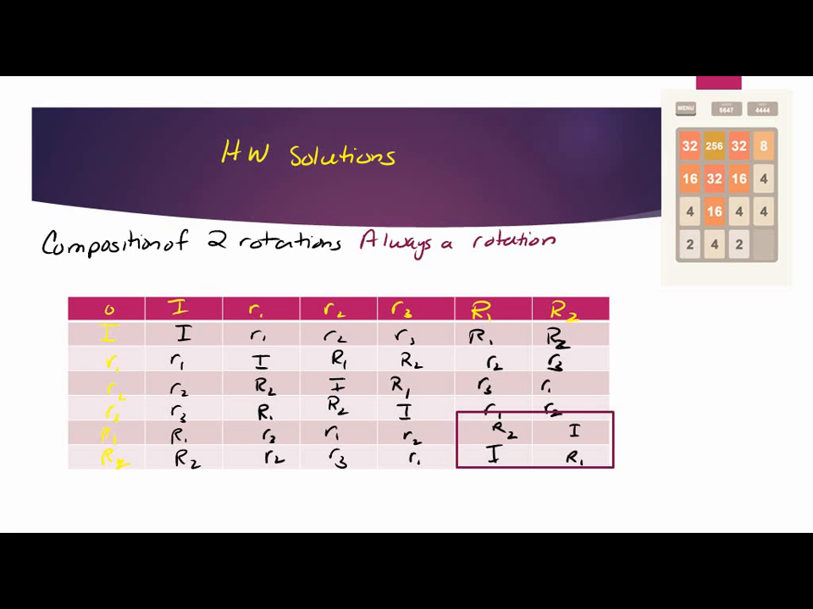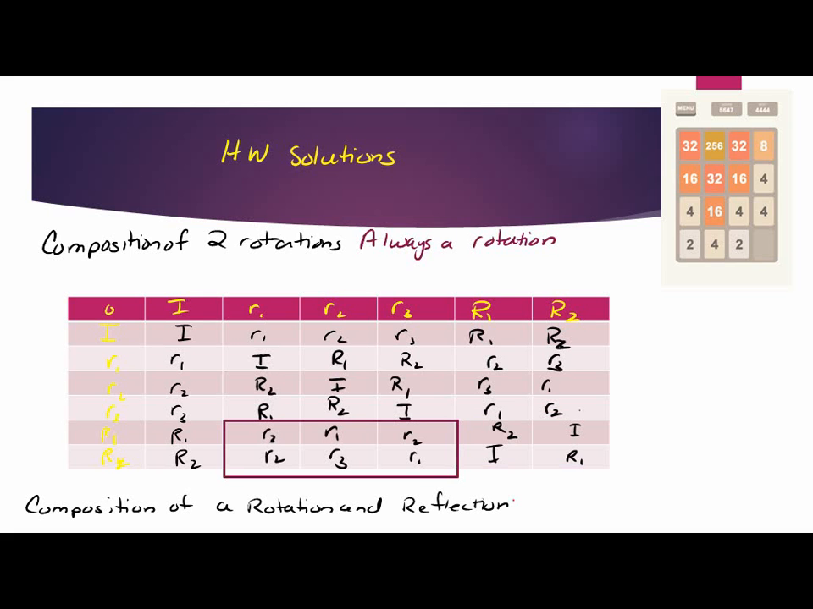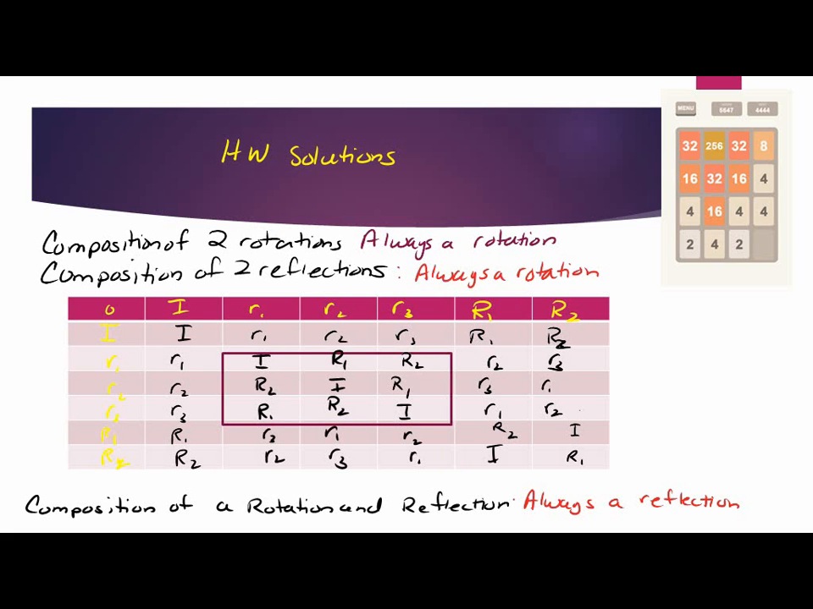So they had questions about whether the composition of 2 rotations is always a rotation, and you can see that by looking at the Cayley table at the right part. Composition of a rotation and a reflection, that's that little square rectangle down there. You can see that you always get a reflection. Composition of 2 reflections, well, that's that piece right there. You always get a rotation.